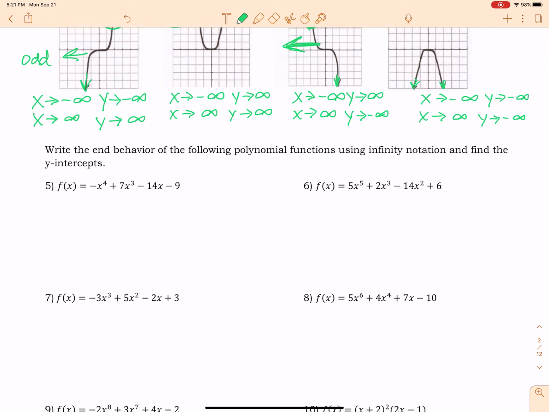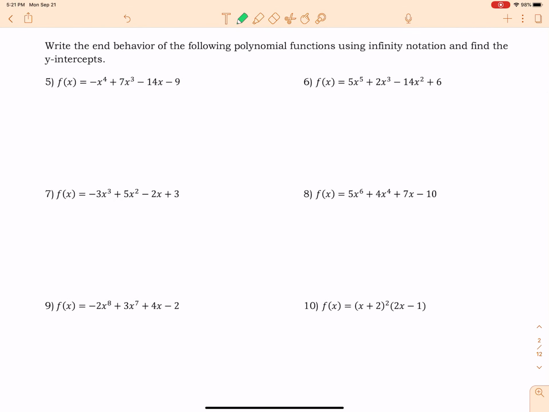All right, so let's apply that to all of these specific examples down here. Write the end behavior in infinity notation, so just what I did on those others, but now we've got to go through a little bit more, and we're also going to find the y-intercepts. Okay, so the very first thing we're going to do, since we're looking for end behavior, we need to know what our degree is, and we need to know our leading coefficient. So I'm going to do all of these the exact same way.